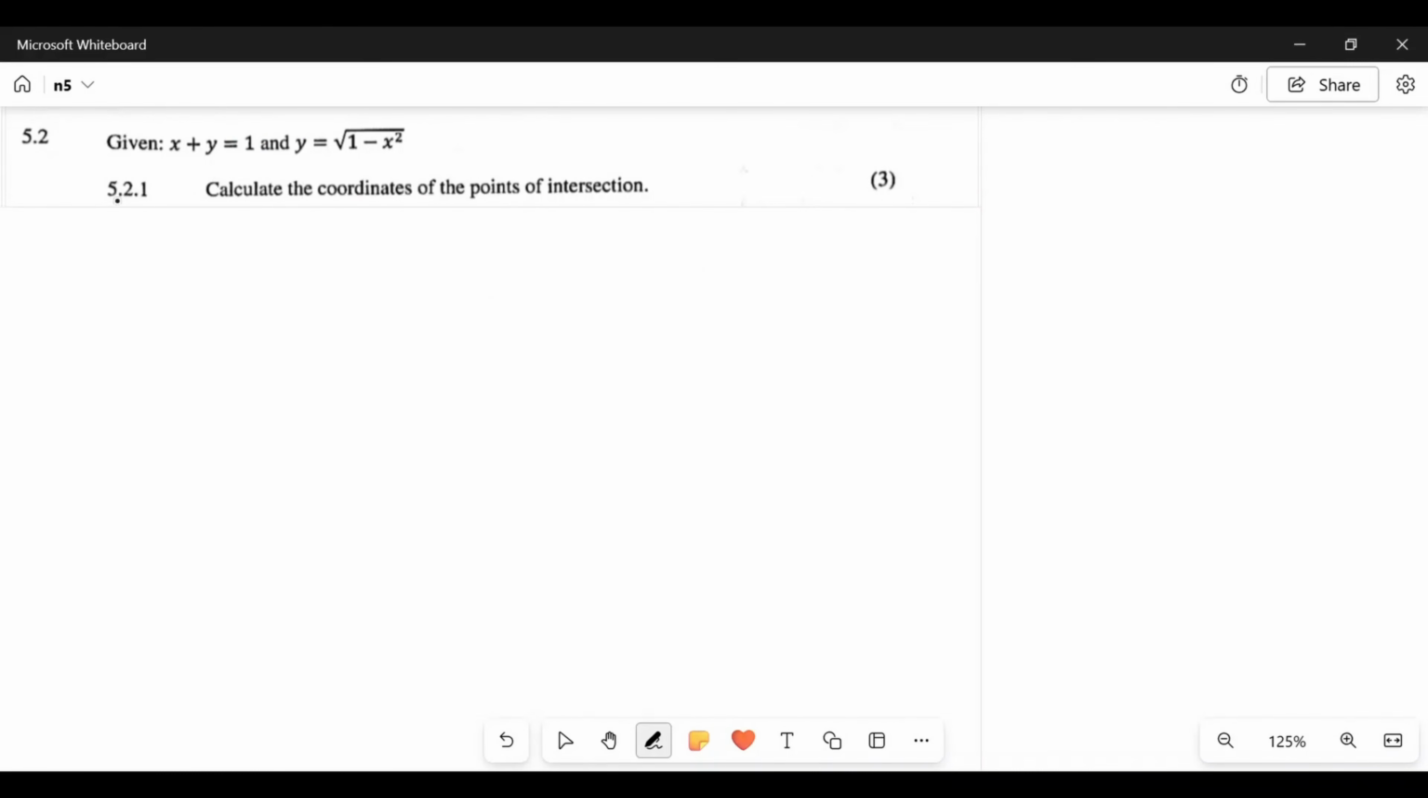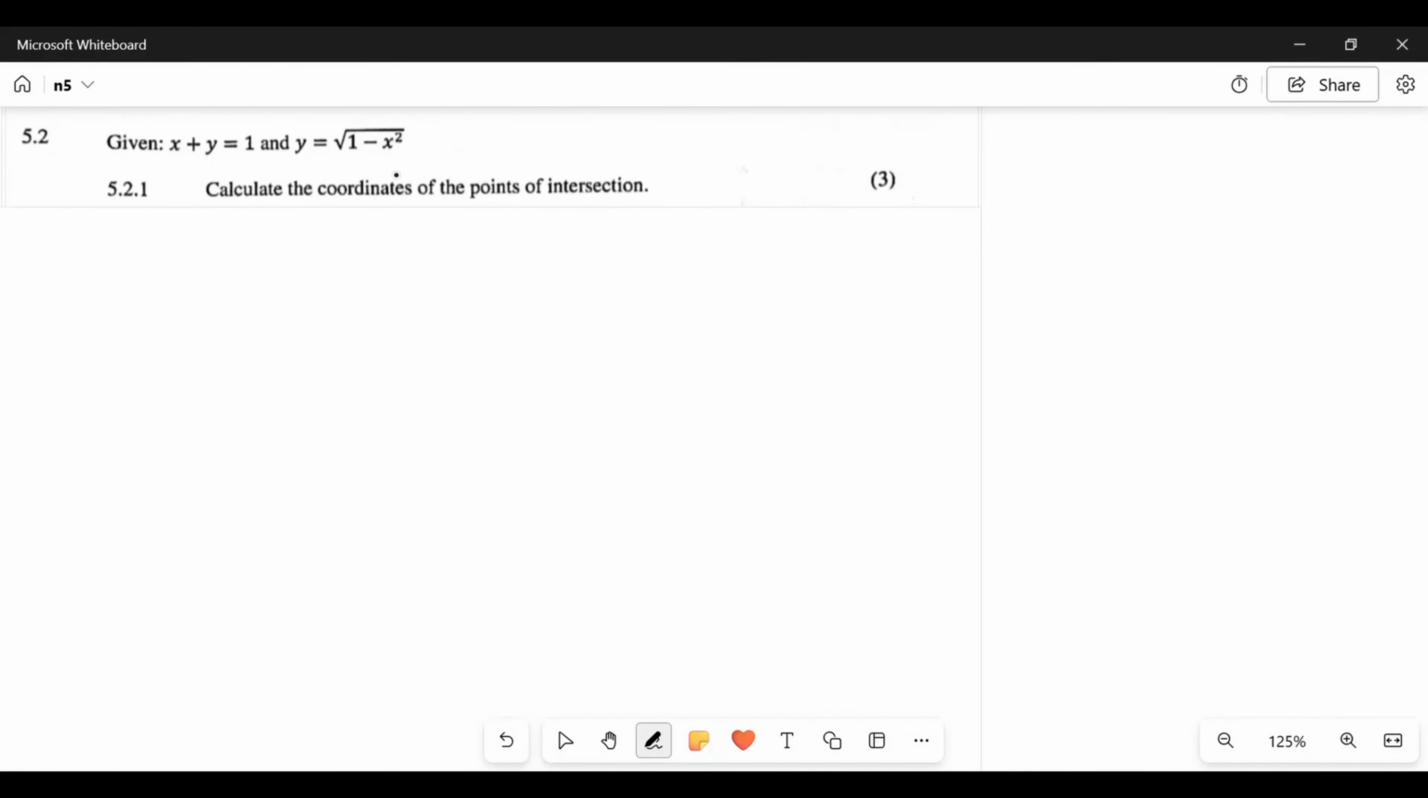All right, guys, here's 5.2. If you have noticed from the introduction, 5.2 has 4 sub-questions. But first, let's read the question of 5.2. Given x plus y is equal to 1 and y is equal to the root of 1 minus x squared. Now, 5.2.1, they want us to calculate the coordinates of the points of intersection.